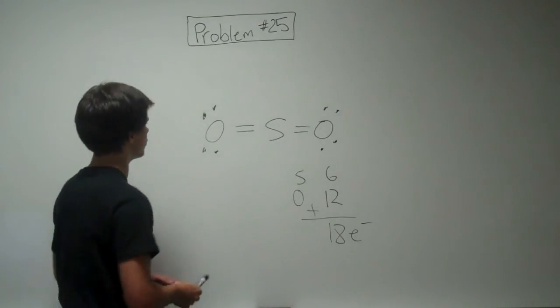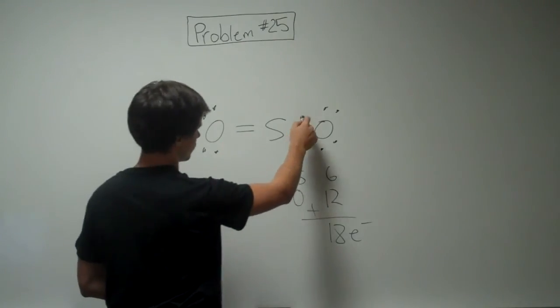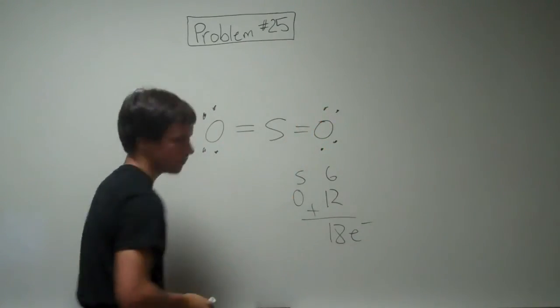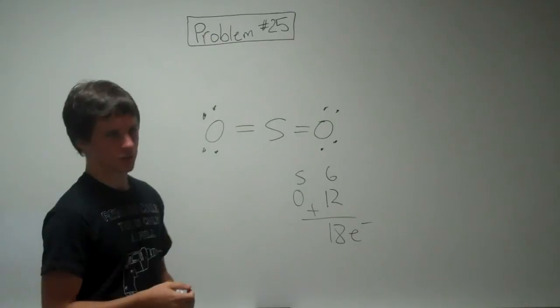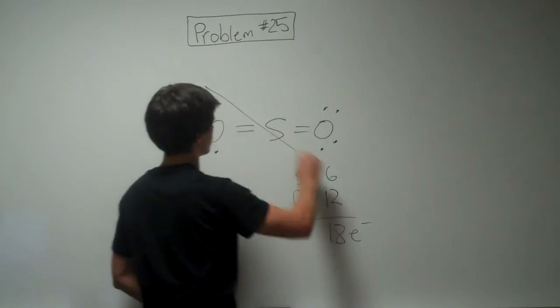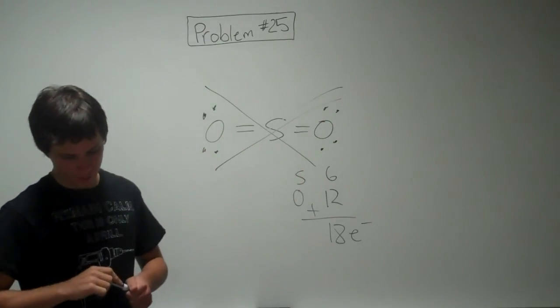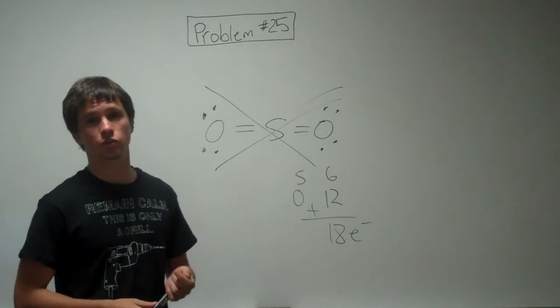So they're using 2, 4, 6, 8, 10, 12, 14, 16. They're not using up enough electrons for this structure to be true. So this one is definitely no good. And that means the correct answer is answer choice E.